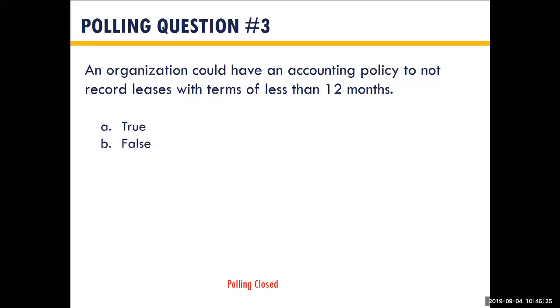We have one more polling question that's out there. Number 3, an organization could have an accounting policy to not record leases with terms of less than 12 months. True or false? I did have one question that came in from David. We'll address that at the end related to different software products that are out there. So back to this polling question, you could elect a policy for leases less than 12 months, just making sure that that 12 months is the true term of the lease before you make that election.